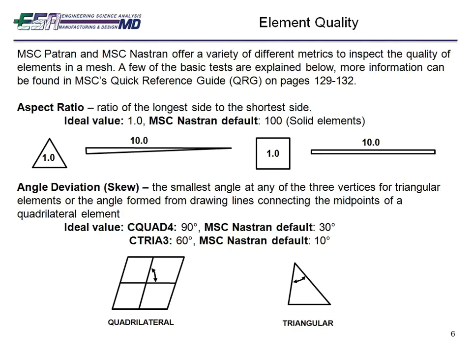Angle deviation, or skew, is the next element quality check we're going to cover, which is simply the smallest angle between any of the 3 vertices for triangular elements, or the angle formed from drawing lines connecting the midpoints of a quadrilateral element. For quadrilateral elements, the default tolerance in Nastran is 30 degrees, while an ideal value for quads is 90 degrees, which would be a perfect square. For triangular elements, your ideal value would be 60, which would make it an equilateral triangle, with an MSc Nastran default of 10 degrees.